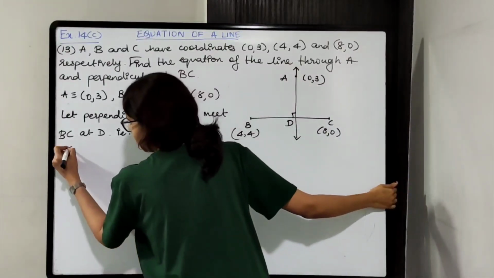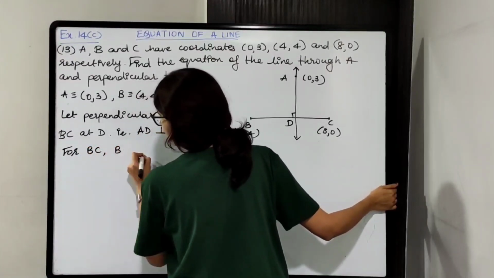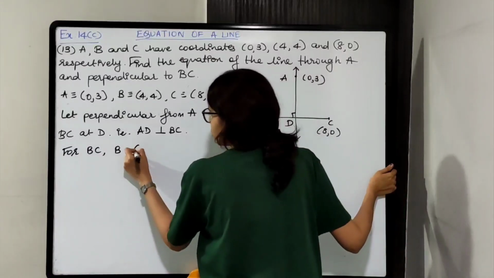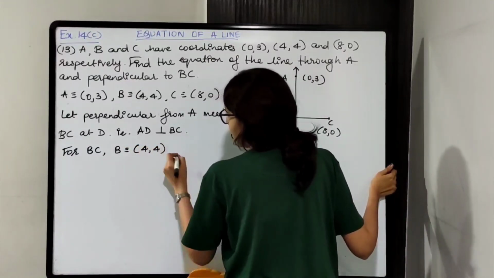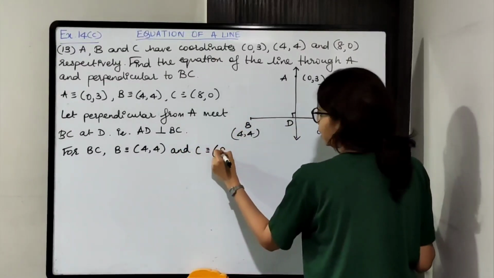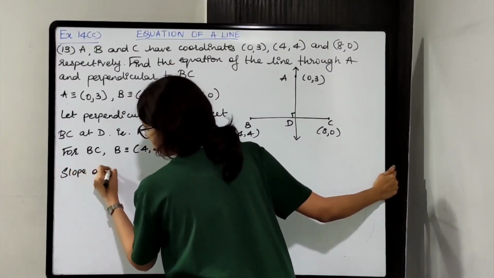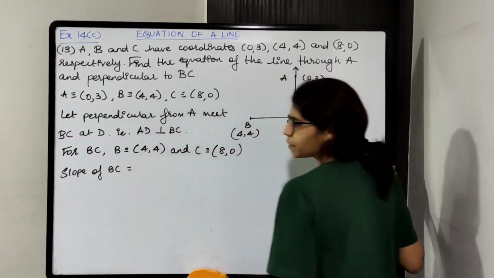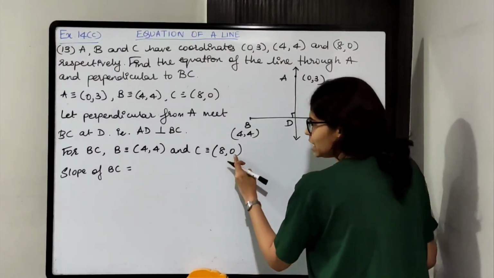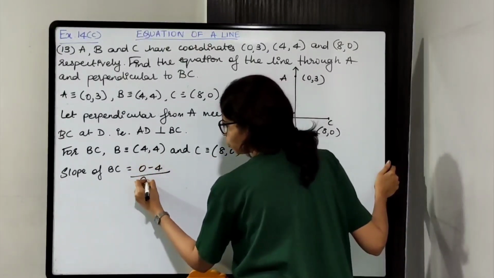So for that we'll write down the coordinates of B and C. So B is 4,4 and C is 8,0. Slope of BC क्या हो जाएगा? You'll subtract y coordinates first, then x coordinates. So 0 minus 4 upon 8 minus 4.